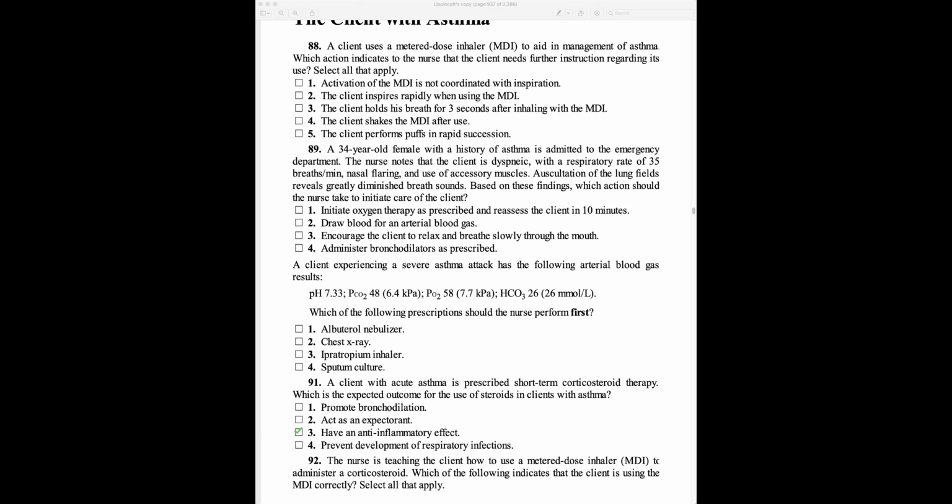So remember, for NCLEX, you have to know this. Steroids reduce inflammation. Only a bronchodilator would promote bronchodilation. Steroids do not promote bronchodilation in a way. Steroids have an anti-inflammatory effect. Okay, so make sure you know that. Do question 88. It is a select all that apply, and then we will review it together. Question 88.